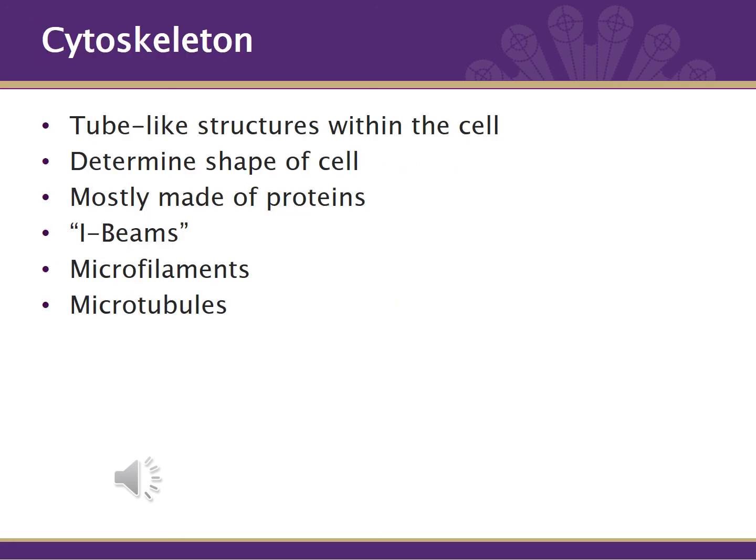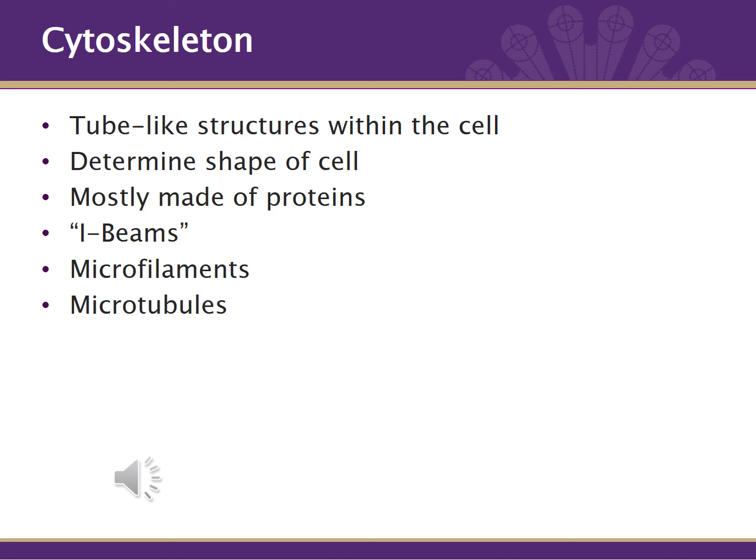The cytoskeleton inside of a cell is a network of tube-like structures. The cytoskeleton helps determine the shape and provides support and organization for the cell, as well as aiding in movement of cells that have the ability to move. Think of the cytoskeleton like the I-beams or internal support structure.